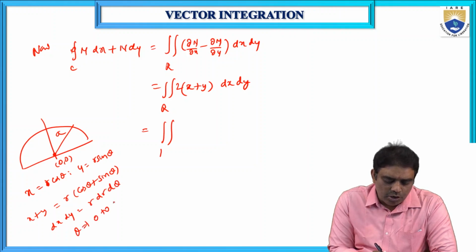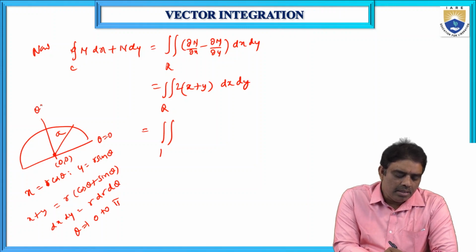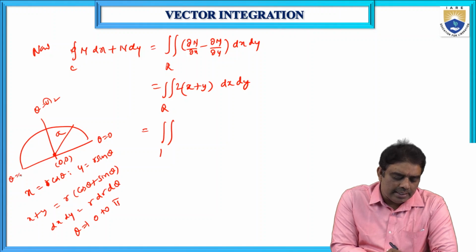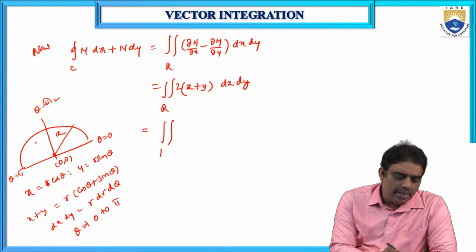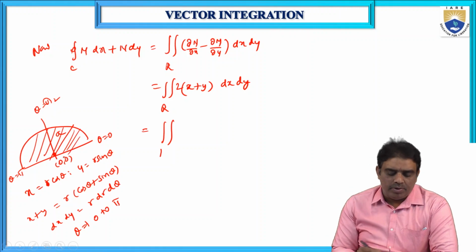Theta varies from 0 to pi. This is the theta 0 line, this is theta pi by 2, and this is the theta equal to pi line. So only the upper part of the x-axis is considered, so theta is 0 to pi only.